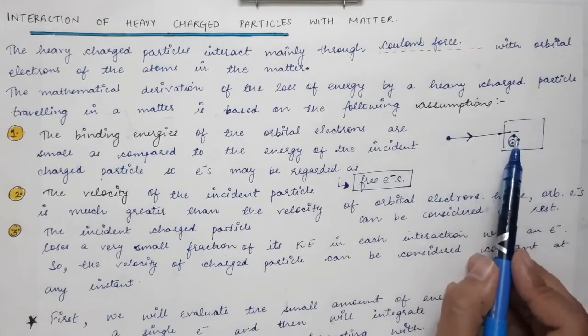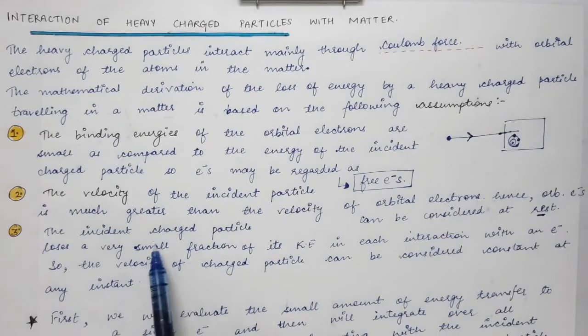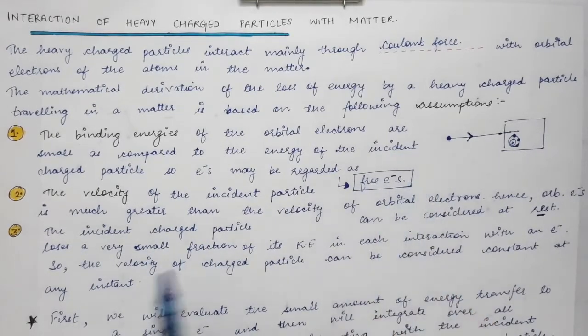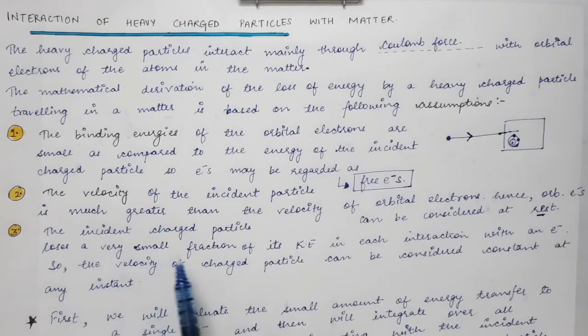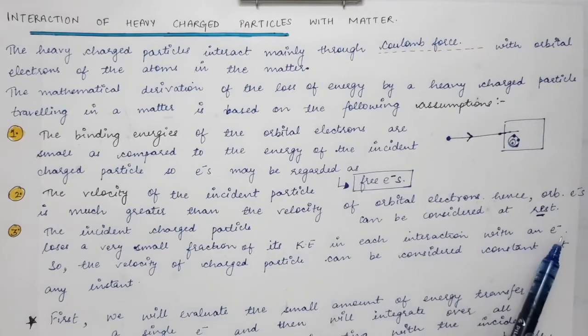So they can be regarded to be at rest. The last assumption is that the incident charged particle, this heavy charged particle, loses a very small fraction of its kinetic energy in each interaction with an electron.